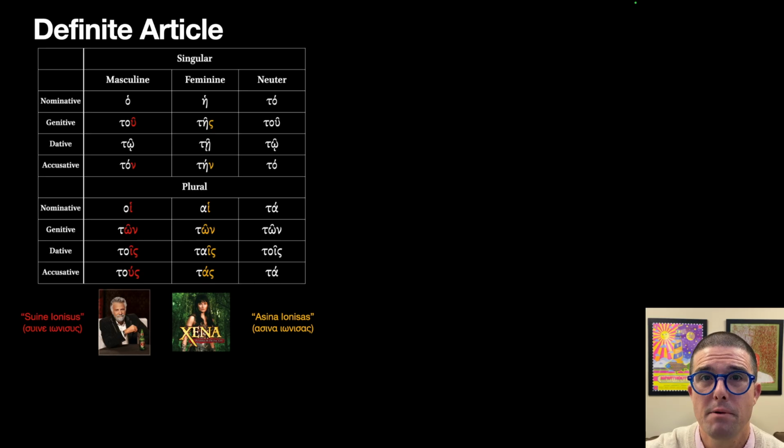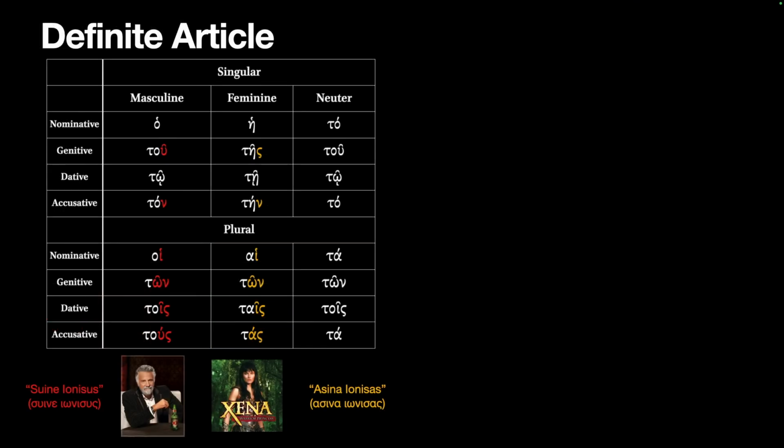So a couple more observations about the definite article and these forms, and specifically with respect to how I suggest you memorize these forms. And remember, the definite article is your very, very good friend. Knowing these forms well, memorizing them well is going to help you tremendously on your Greek journey. So I encourage you to memorize from top to bottom.